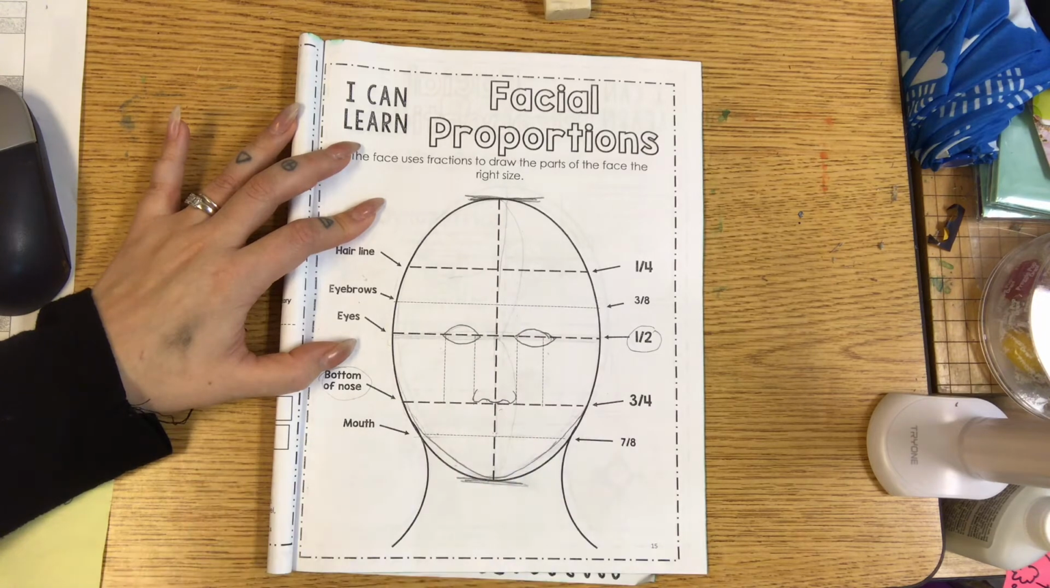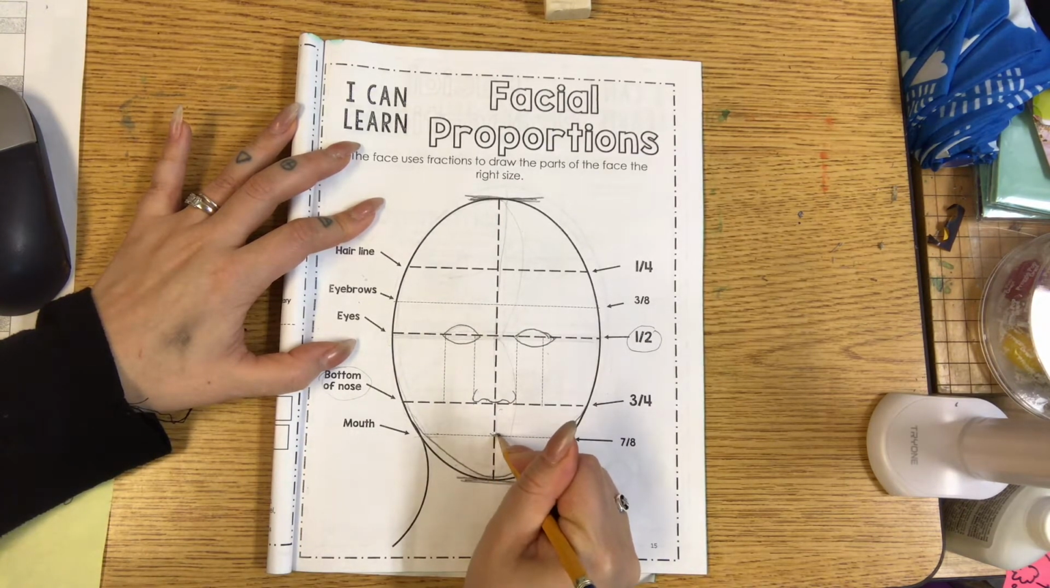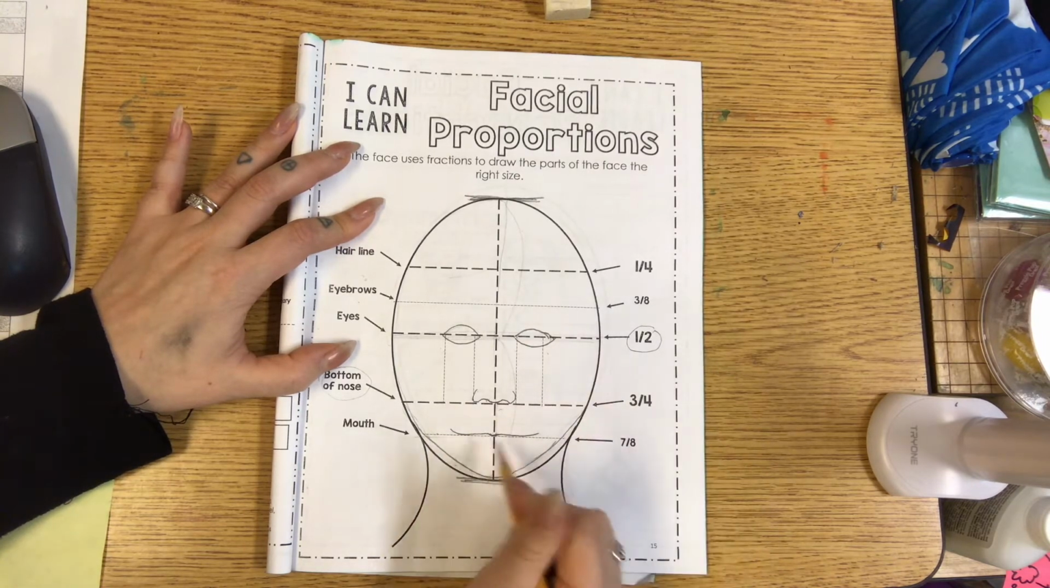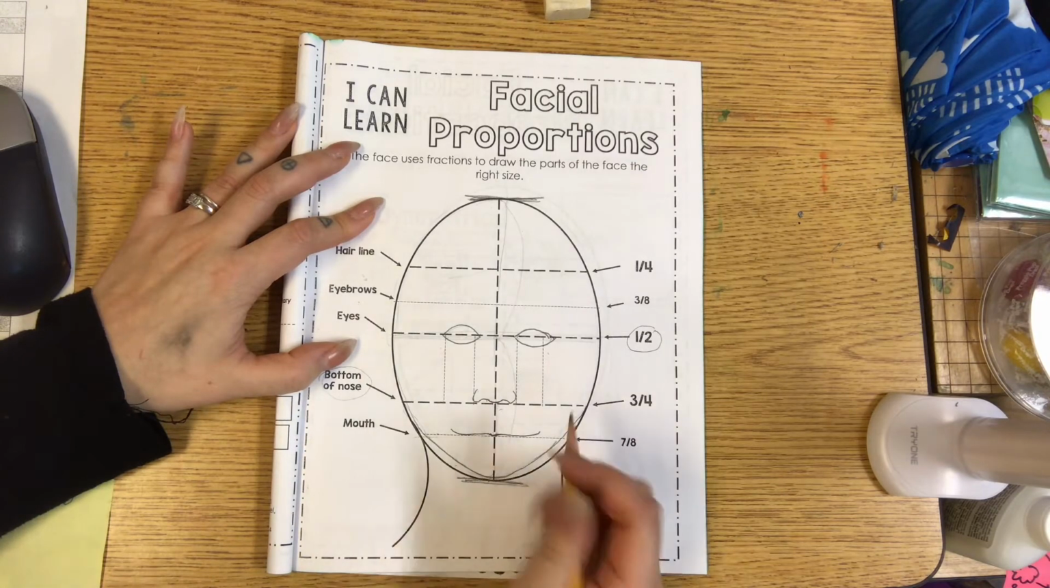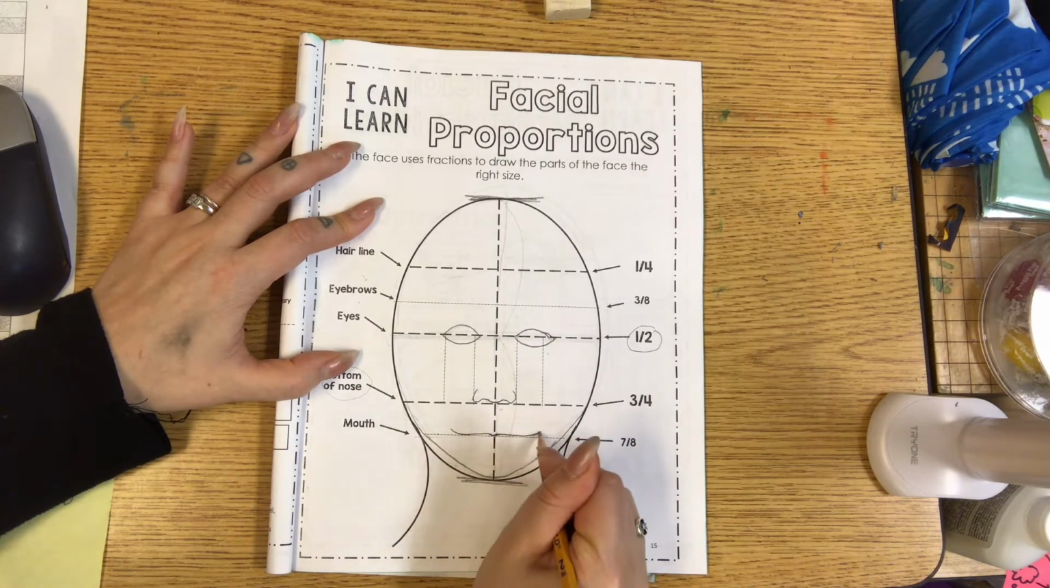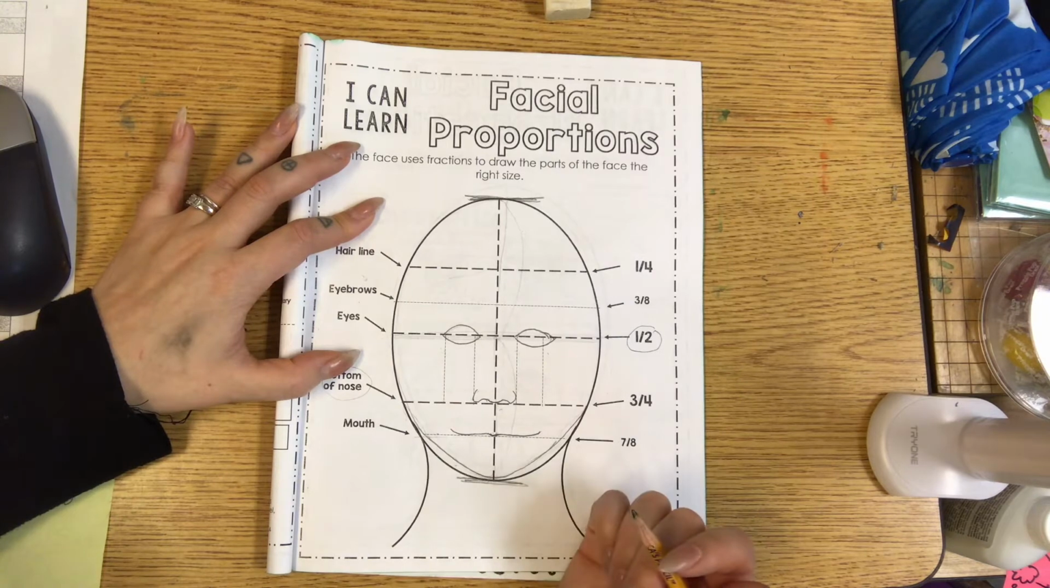So that's going to be the line that separates the top and bottom lip. And usually that line is not perfectly straight. It might have a little curve going up, kind of like a smile, or going down if you want to draw a frown. So try and draw that line that separates the top and bottom lip.